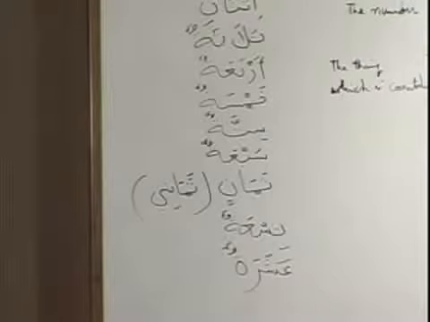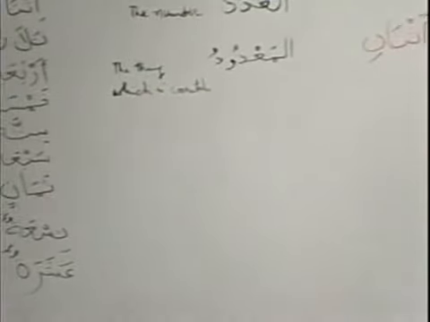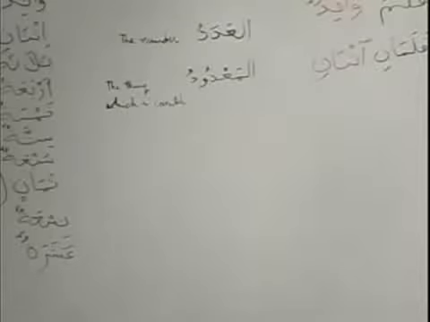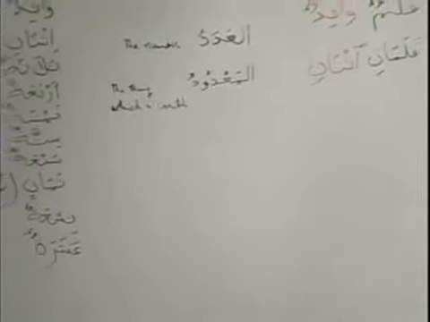Now, number 1 and number 2. Are you with me, brothers and sisters? Number 1 and number 2. When they come, they are always a khabar ("not" in the speaker's term). Are you with me? Number 1 and number 2 is always a khabar.